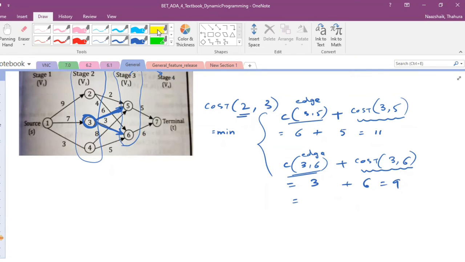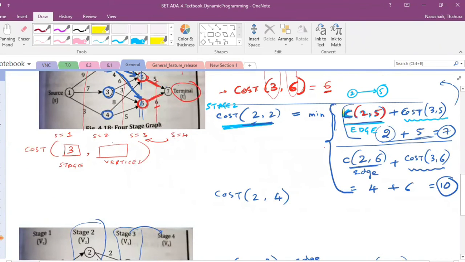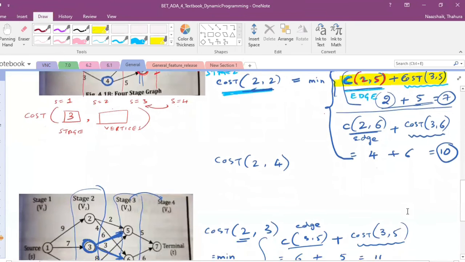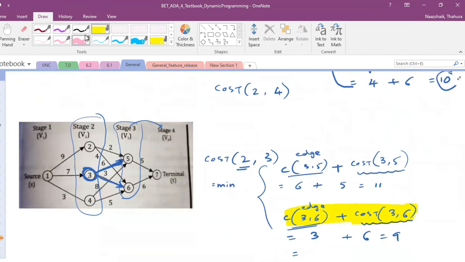Remember your choice. Whichever is minimum we will choose, right? So you chose this one. Maybe you can just highlight what was your choice. And here also we chose this choice because this is minimum. Okay. So are we done with stage 2 or do we have something more left? We finished this vertex. We have to evaluate this vertex, right?